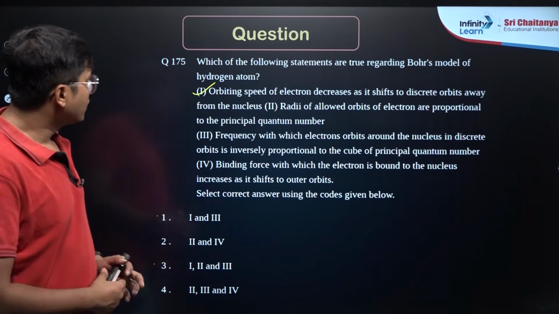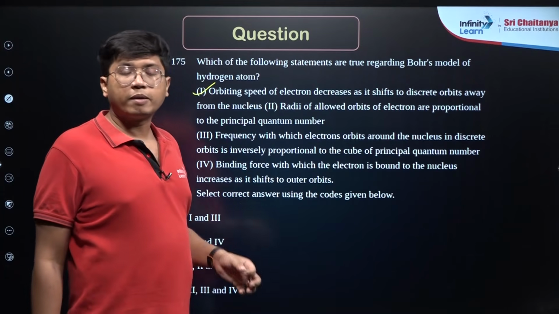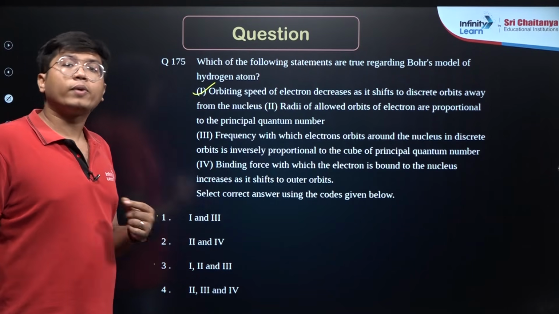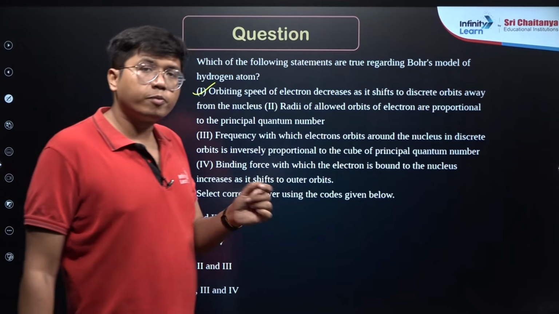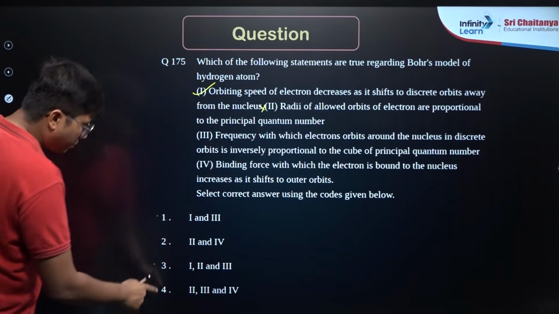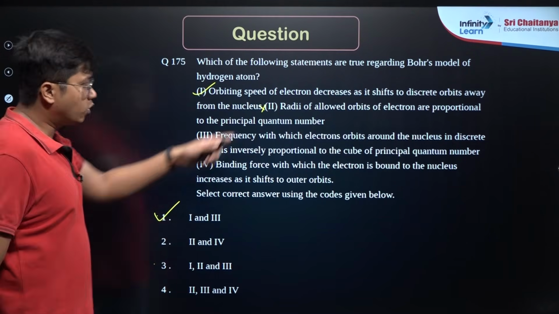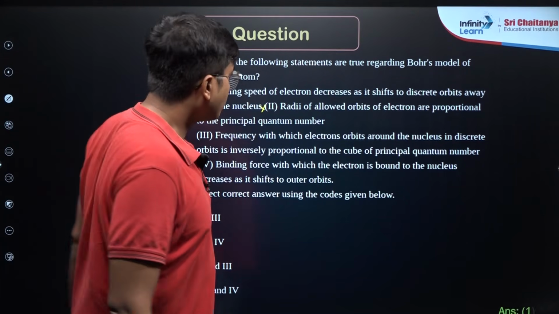Next, radii of allowed orbits are proportional to the principal quantum number. No, it is proportional to n square. Okay, r is proportional to n square by z. So 2 is incorrect. Of the two possible options, this has 2 correct, so that can't be, it's option 1. Don't even go to the rest of it.